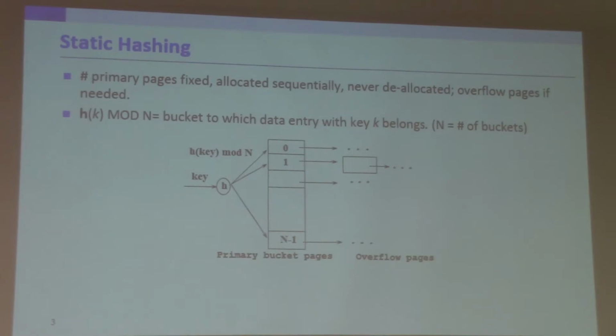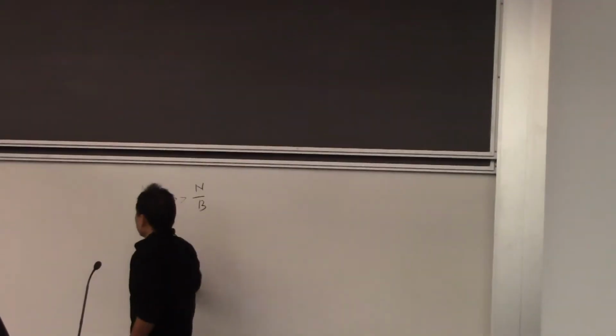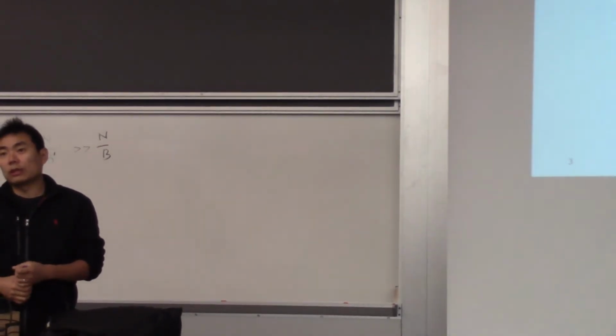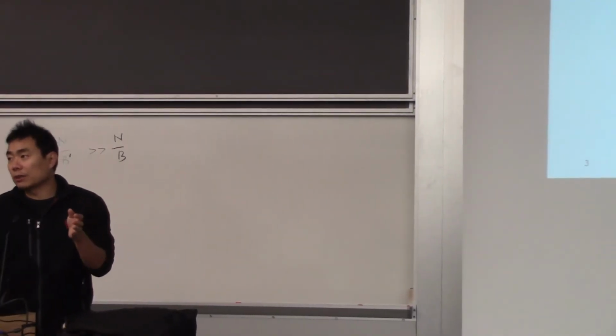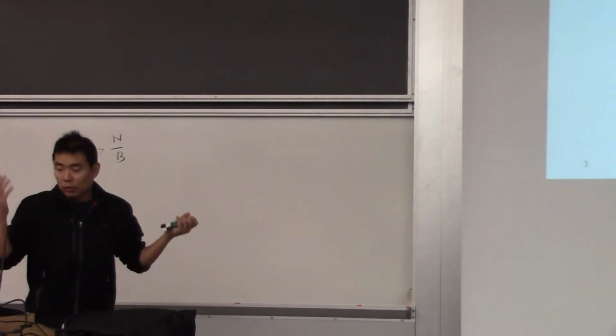However, the number of data entries you can fit in a page is going to be much larger than the number of records you can fit in a page. In other words, n over b prime will be much smaller than n over b, where b prime is the number of data entries you can fit in a page, and b is the number of records you can fit into a page. The reason for that is the size of a data entry is much smaller compared to the size of a record. Okay? So that's what we said last time.